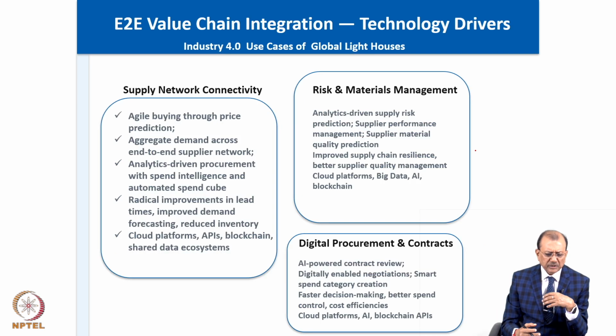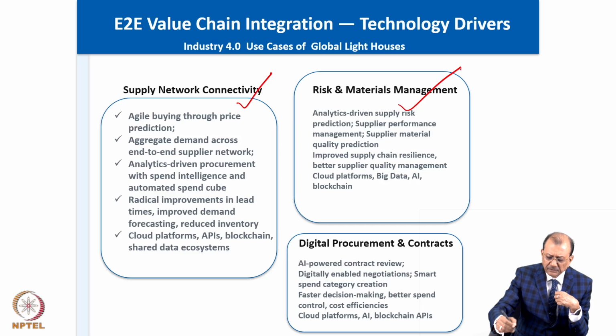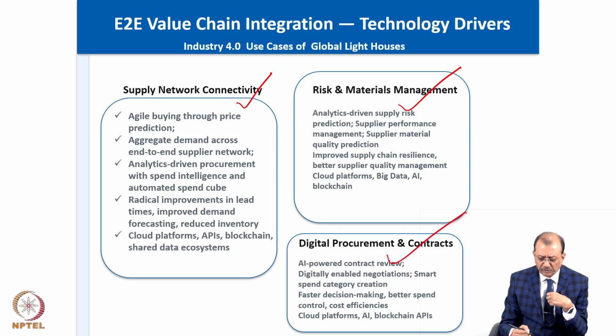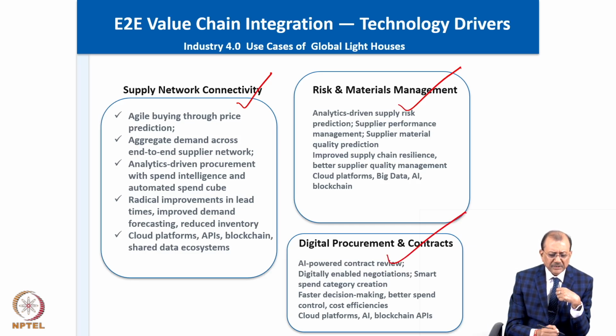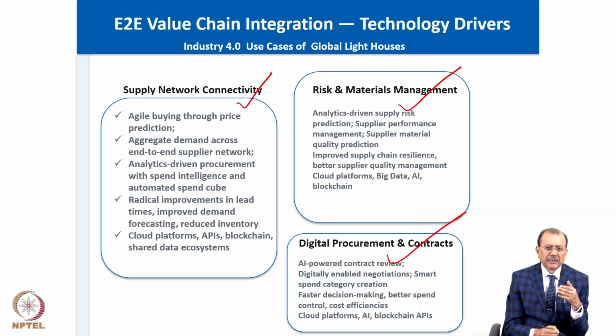Here in this slide, I am discussing basically the technology drivers. If you see the kind of technology drivers which are required, I have given them in three categories: supply network connectivity, risk material management, and digital procured contract. So let us start with supply network connectivity. Agile buying through price prediction. With the help of software now, a price is predicted before you buy, so that you will be able to place the order at this price.